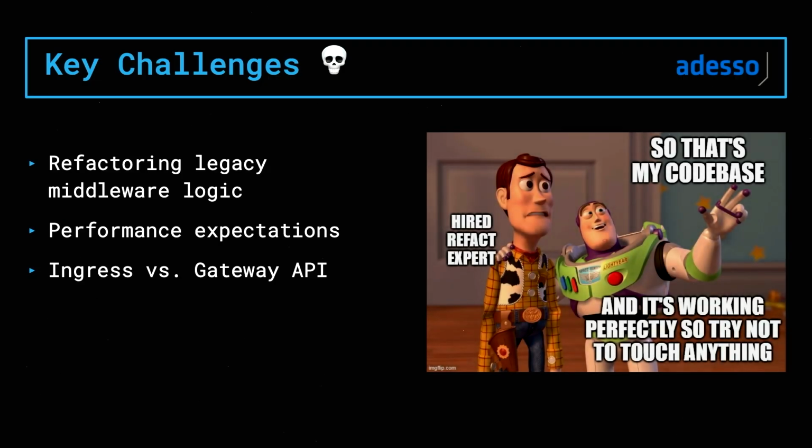And for me, as a newcomer to this project, I had some key challenges. For example, I had to refactor the whole middleware logic, which was written in that application's own language, and it had absolutely no documentation, and it was written in spaghetti code, so it was fun. And as I said, because of the performance expectations, I had to tune the performance a little bit to be as fast as possible. And I wanted to use the Gateway API, but sadly, because we are using Google Cloud for that, and it is still in a really experimental state, we had to stick with Ingress.